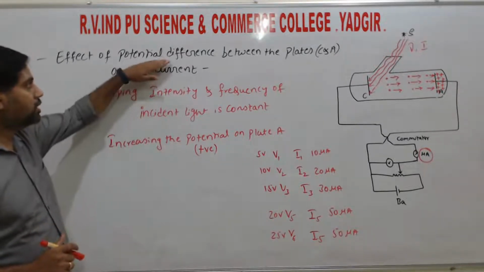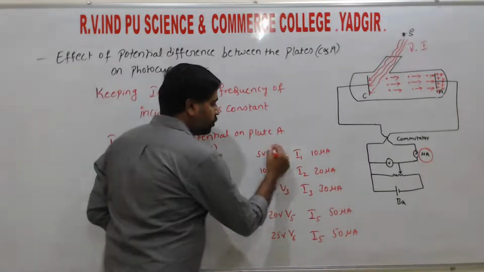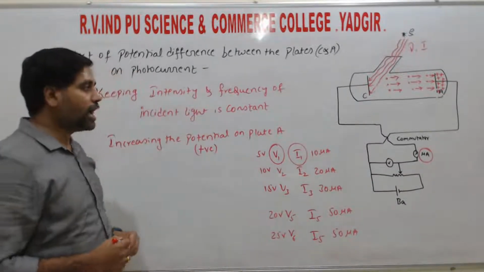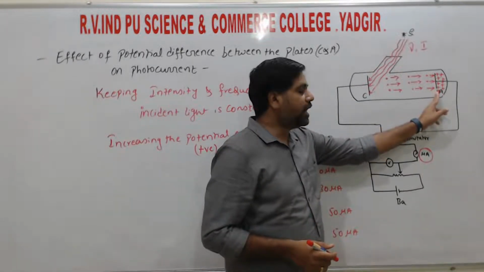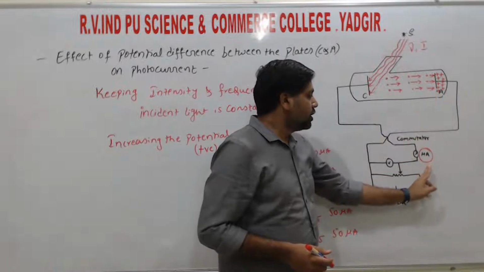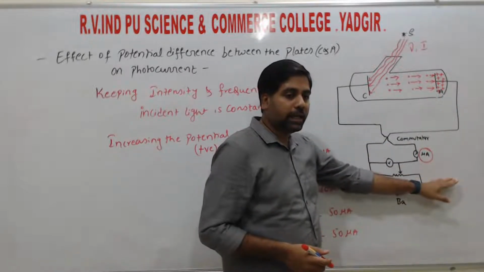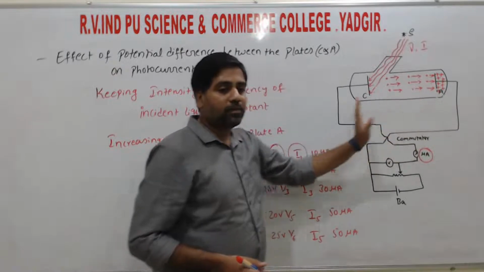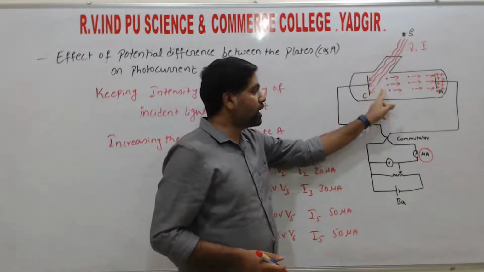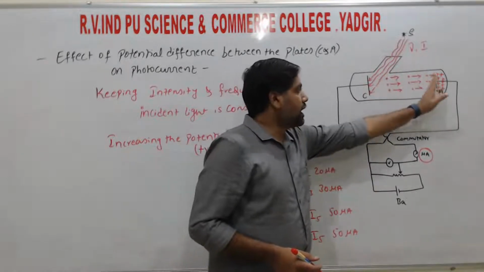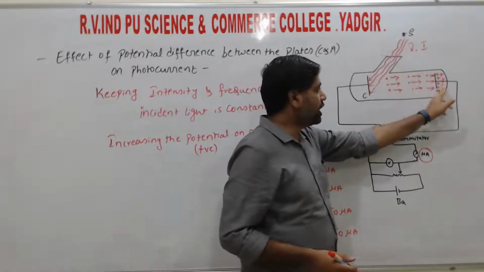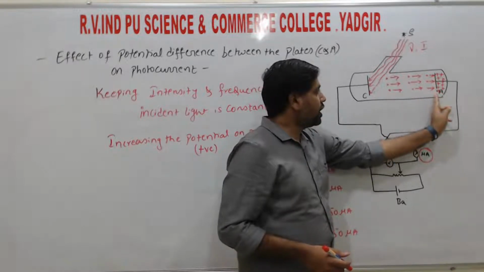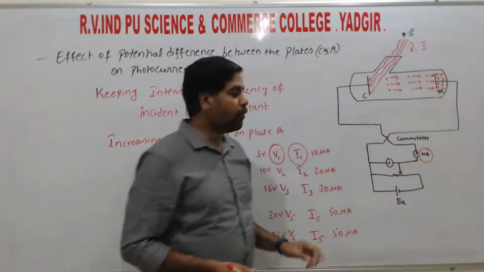So here we are finding the relation between potential difference, that is V, potential is denoted by V, and the photocurrent, that is I. As we increase the positive potential on the plate A, the photocurrent also goes on increasing. For a particular value of the potential on the plate A, we get the maximum current, because the total number of electrons emitted by this photosensitive plate are attracted. Here we have positive and negative, because of that the total number of electrons are attracted by the plate, hence we get the maximum current.